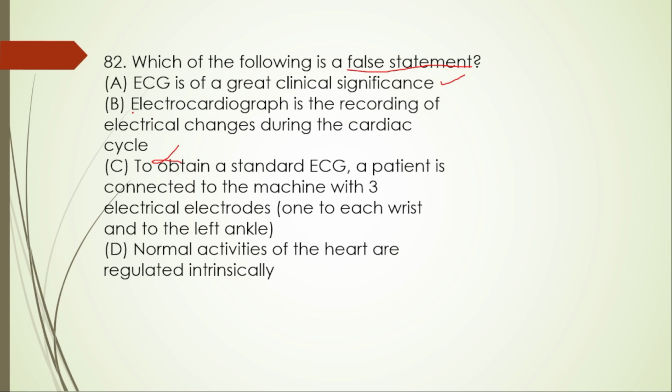Electrocardiogram is ECG. Electrocardiograph is a machine used to obtain the recording. So here he has given electrocardiograph. C, to obtain a standard ECG, a patient is connected to the machine with 3 electrodes, 1 to each wrist, and one to the left ankle. So this one is also right. D, normal activities of heart are regulated intrinsically. Right. So here the wrong one is B. So the right option is B.